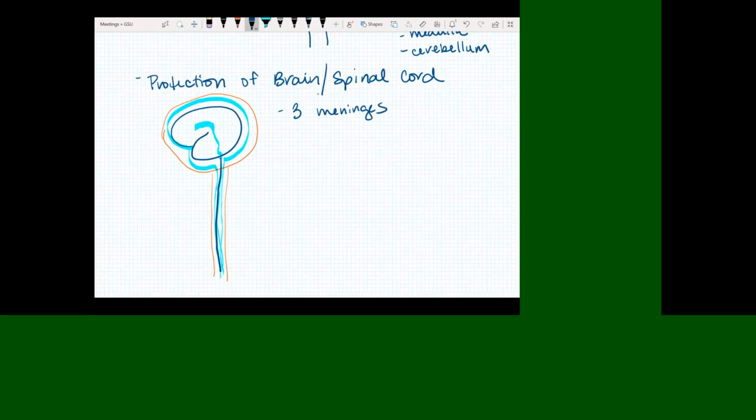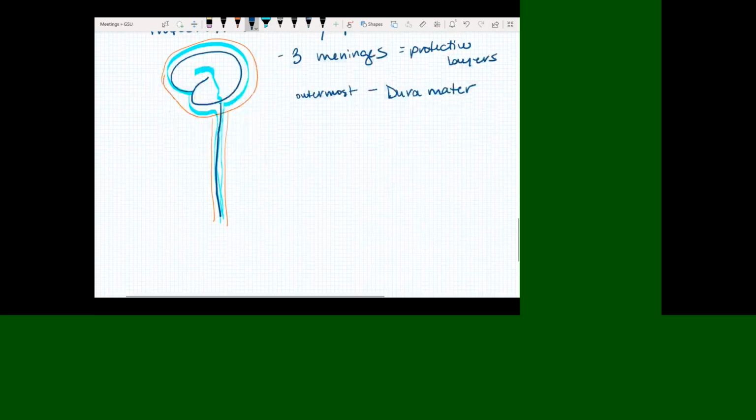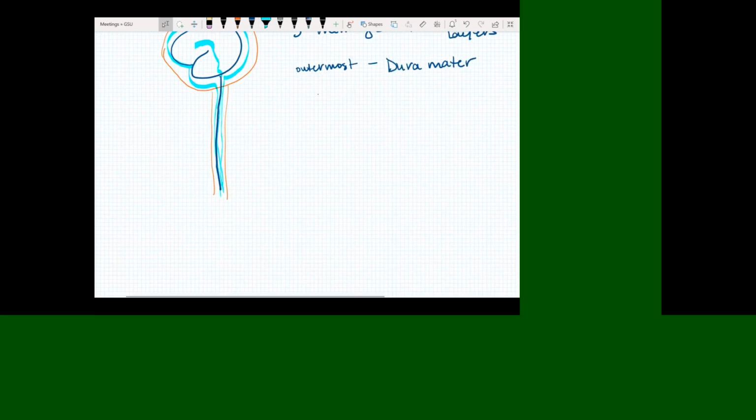And so these 3 meninges are going to be protective layers. So the first one you're going to have is the outermost. So it is the one that is external, closest to the skull. This is going to be called the dura mater. Dura does actually mean hard. Mater means mother. So this is a hard mother.